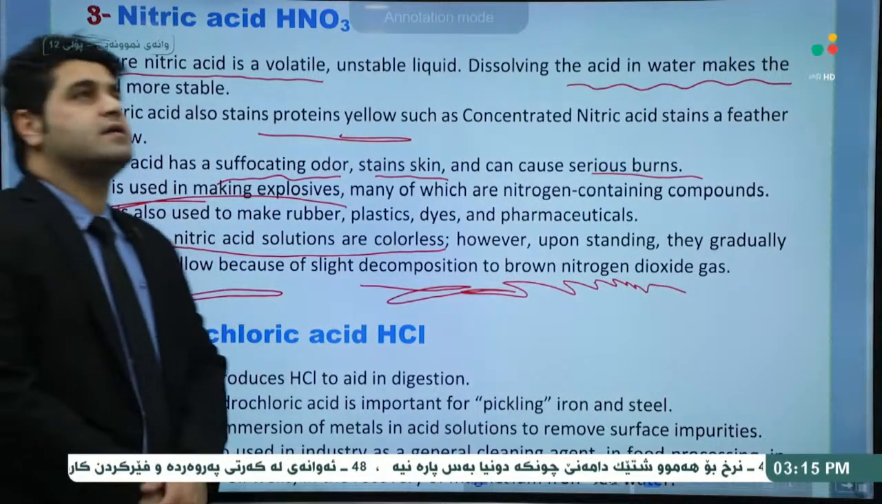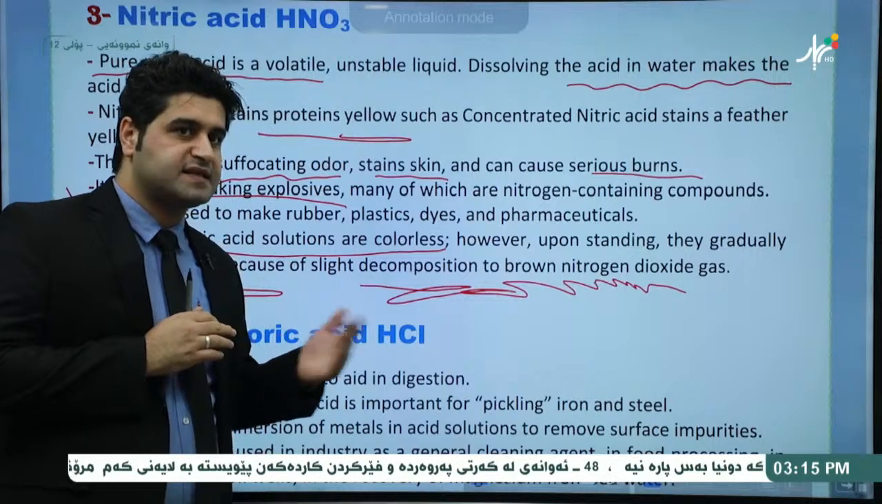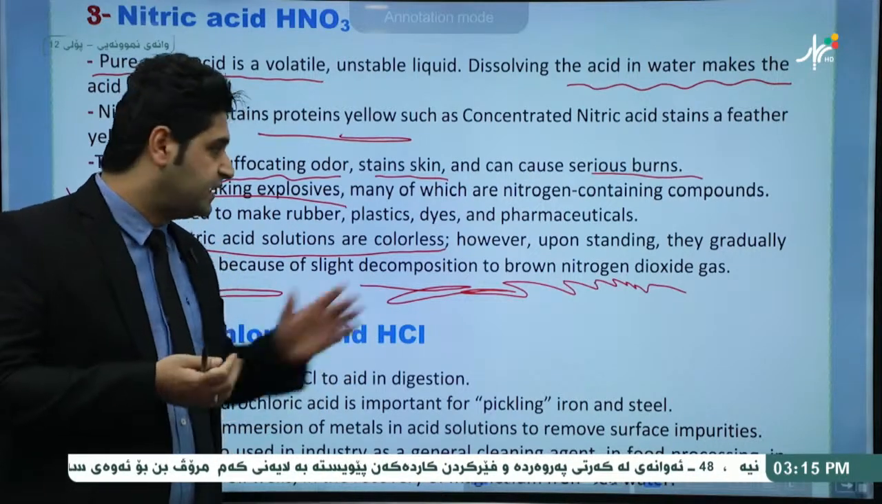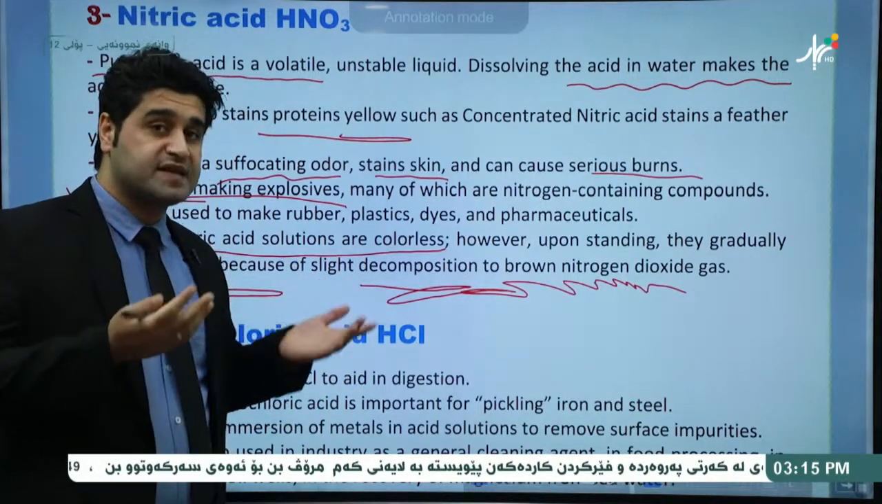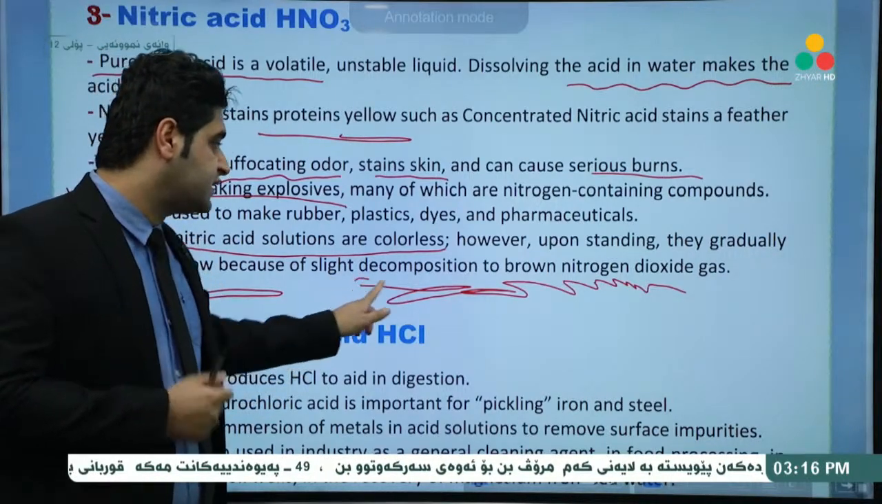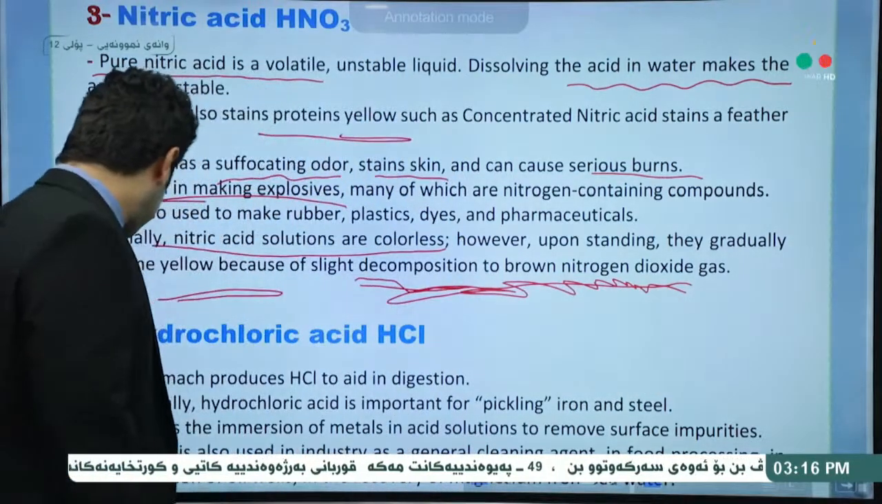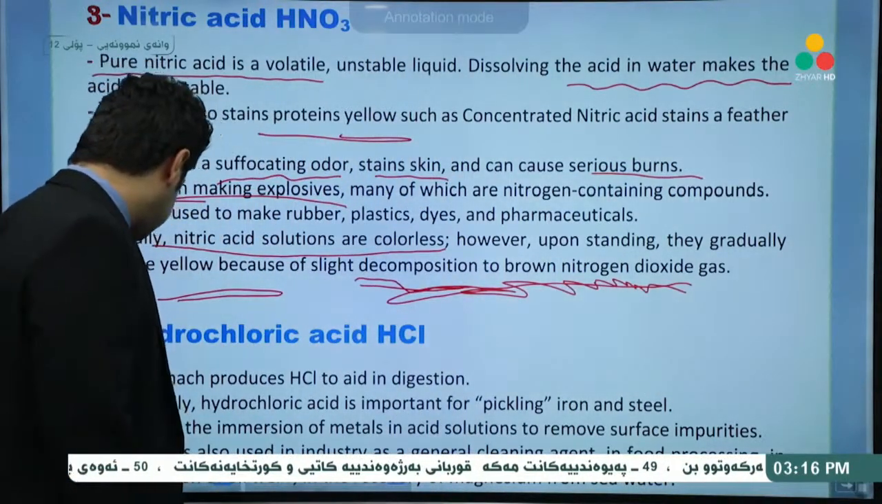What kind of acid is initially colorless, but by passing time becomes yellow? Nitric acid. Why? Because it is going to decompose to a brown nitrogen dioxide gas. That's about the nitric acid.